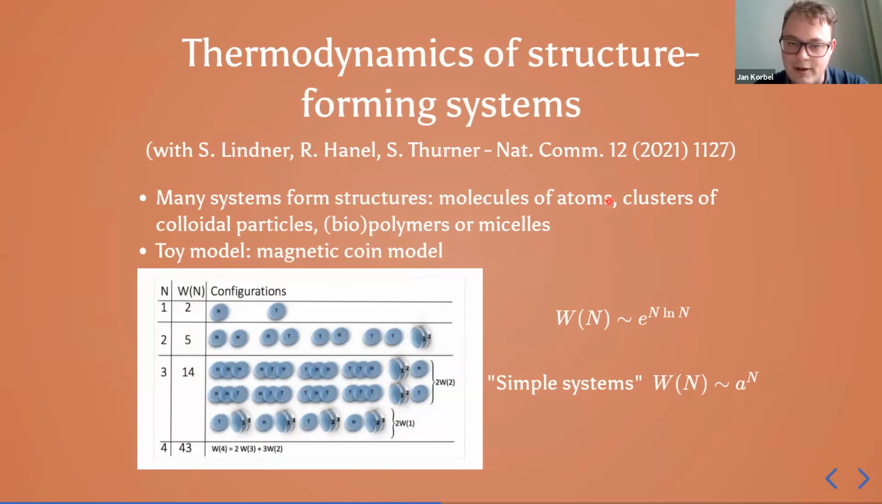We can think of a simple model, called the magnetic coin model. Consider that you have coins, and each coin is heads or tails. But the coins are also magnetic, so you can stick two of them together. Then you can have states where some of the coins are stuck together and some are not. And this is the table of configurations for one coin, two coins, three coins, four coins.